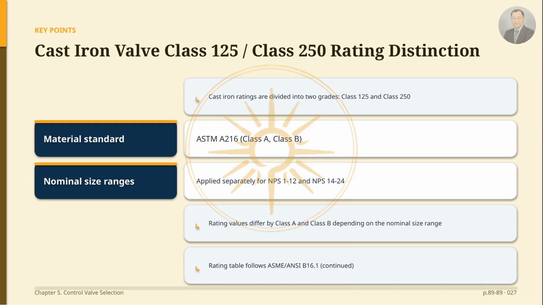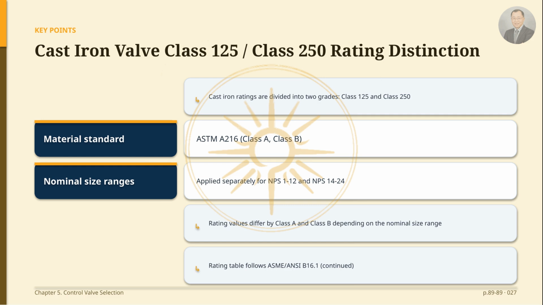I would like to introduce the system for categorizing the pressure ratings of cast iron valves according to class and nominal pipe size. The ratings for cast iron valves are largely divided into two grades, Class 125 and Class 250. The material standard is ASTM A216, and it is further subdivided into Class A and Class B. The nominal pipe size is applied separately for the NPS 1 to 12 range and the NPS 14 to 24 range. Even within the same class, the allowable pressure varies if the nominal pipe size range is larger, so rating values for each nominal pipe size interval are provided separately for Class A and Class B.